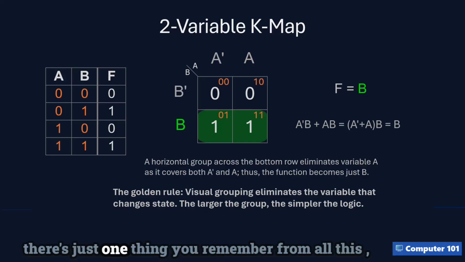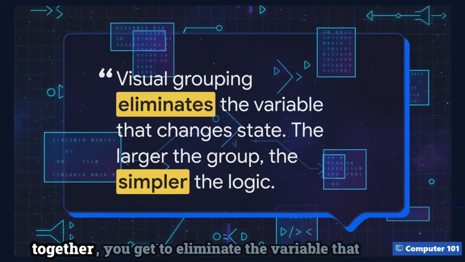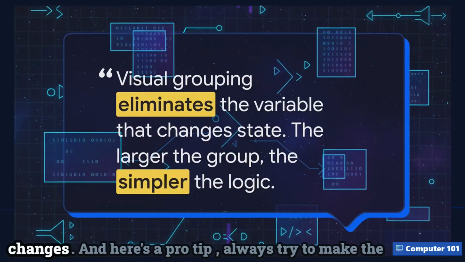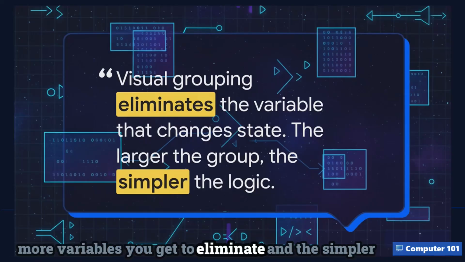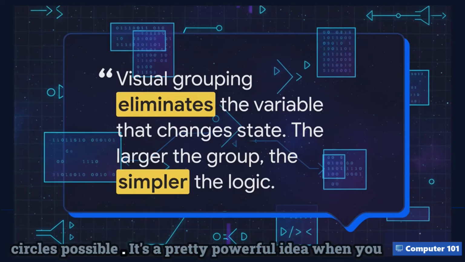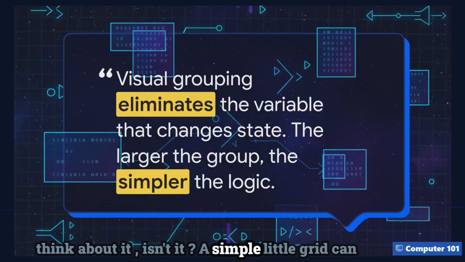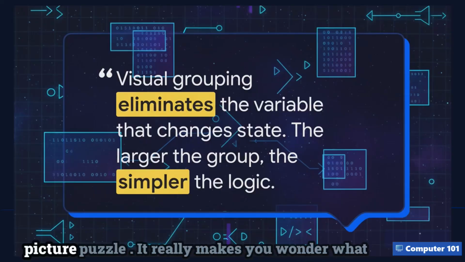So if there's just one thing you remember from all this, make it this golden rule. When you group ones together, you get to eliminate the variable that changes. And here's a pro tip. Always try to make the biggest groups you can. The bigger the group, the more variables you get to eliminate, and the simpler your logic gets. It's all about making the biggest circles possible. It's a pretty powerful idea when you think about it, isn't it? A simple little grid can outsmart complex algebra just by turning it into a picture puzzle.